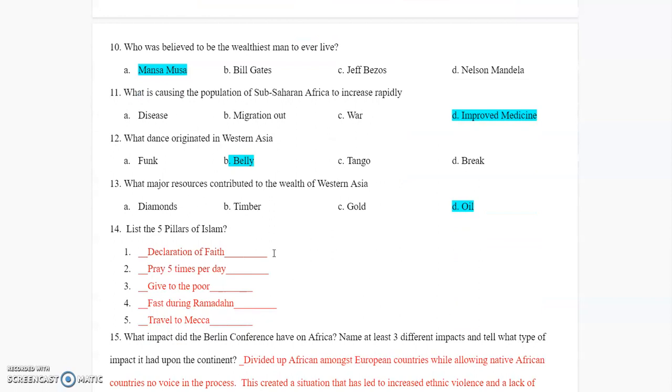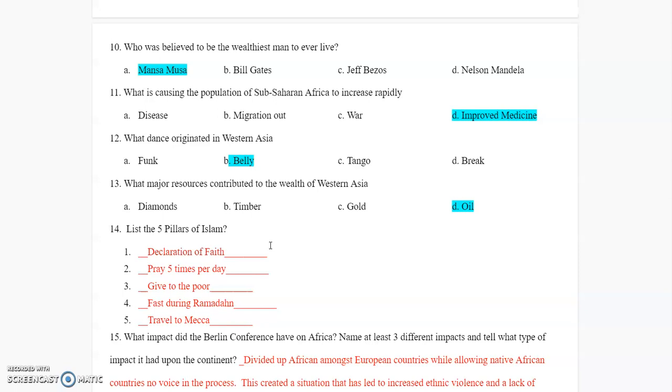10, who was the wealthiest man to ever live? That's Mansa Musa. Remember that he had something like $400 billion in modern day money. All of the other ones that are there, even today, would not reach Mansa Musa's wealth. 11, what is causing the population of sub-Saharan Africa to increase rapidly? The part you have to pay attention to is increase. Disease, not going to increase population. Migration out, not going to increase population as people are leaving. War, definitely not. So it's D, improved medicine.